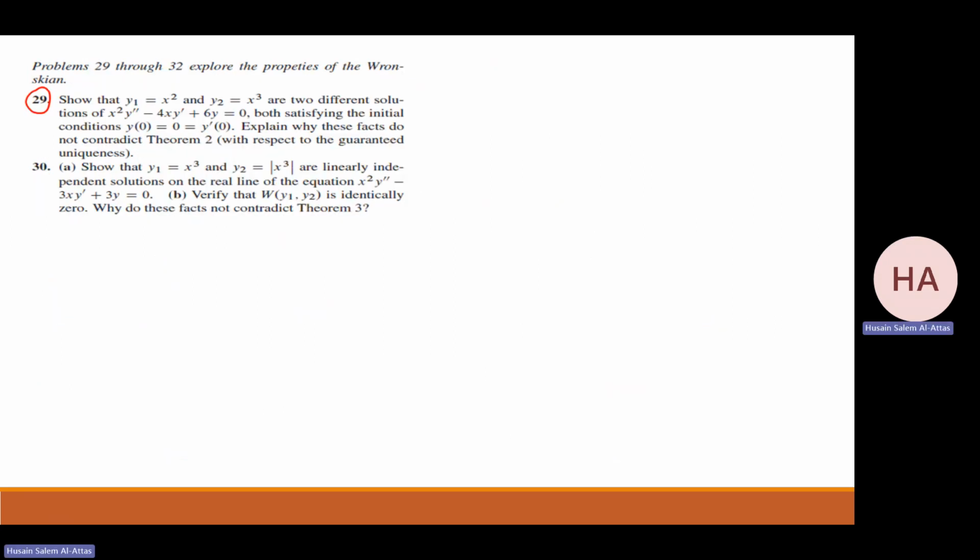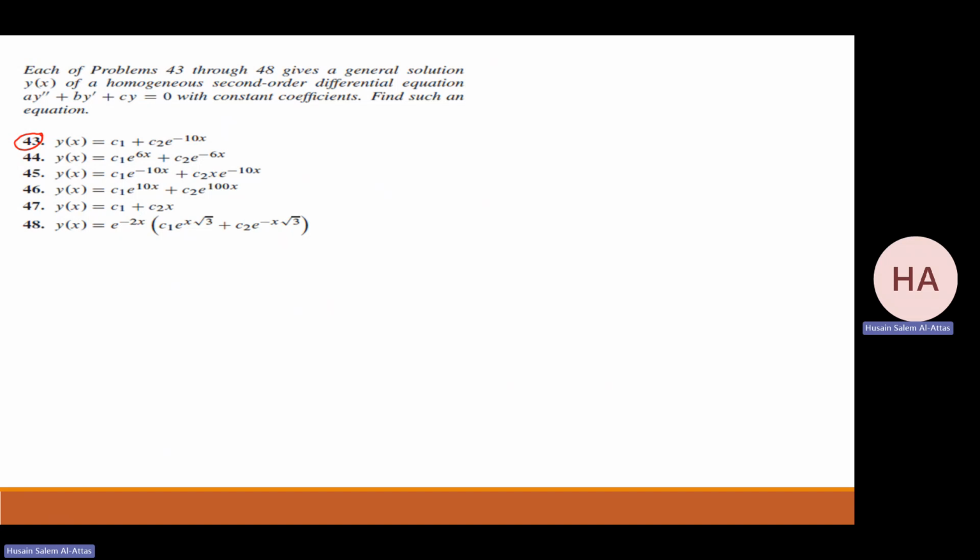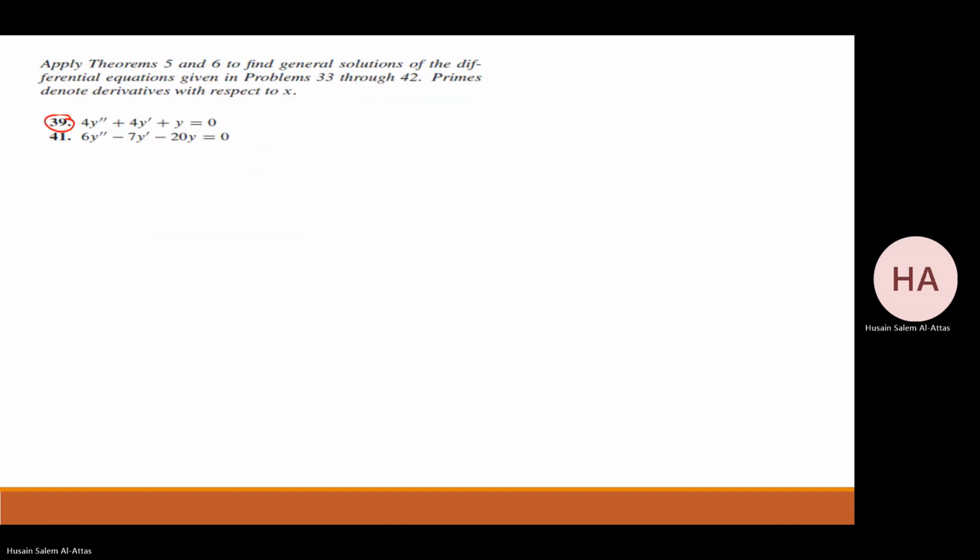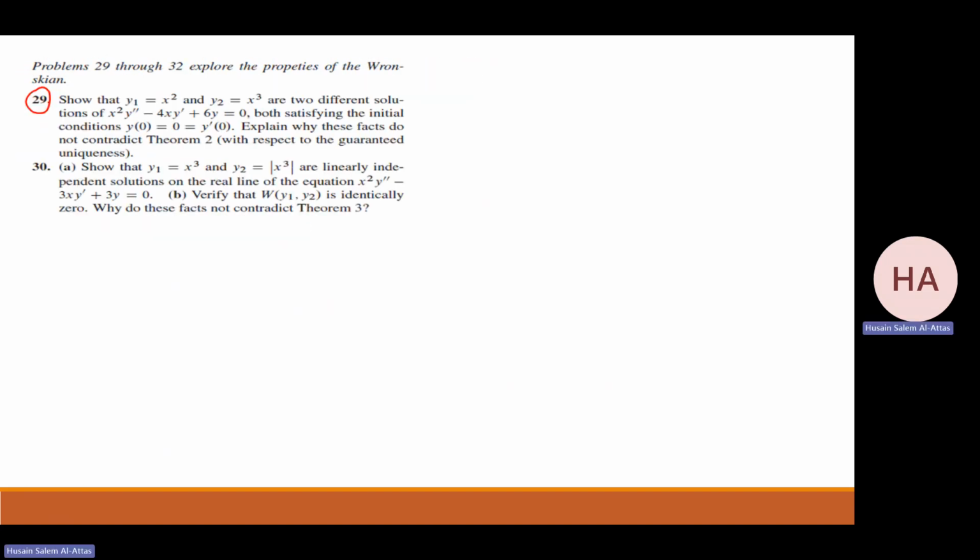Okay, problems 29 and 30. So try to do these two. Show that y1 and y2 are two different solutions of this equation, both satisfying the initial condition. He's making these questions about the existence and uniqueness.